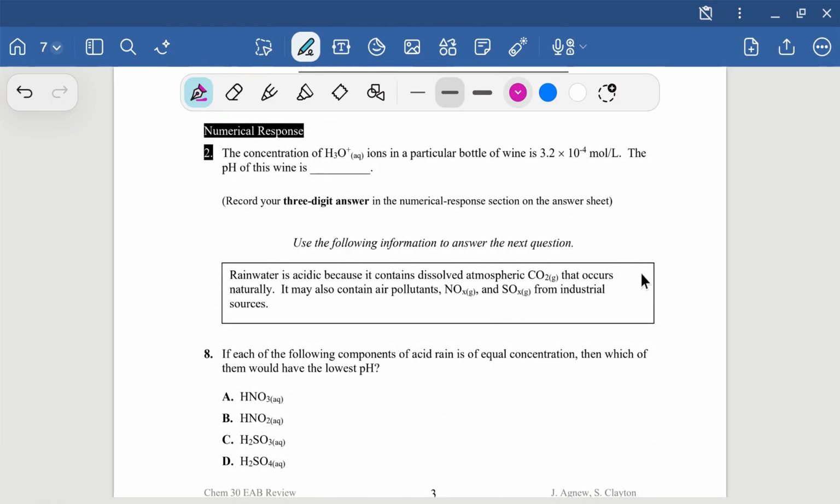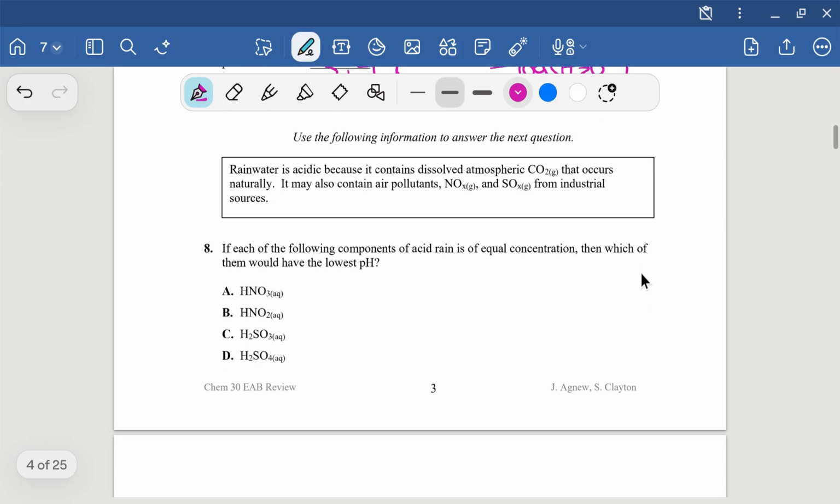Numerical response number 2, you're given the concentration of the H3O positive ions and asked the pH of the wine. In this case, you just have to do the negative log of that concentration and go directly to your pH value, keeping 2 sig digs because we have 2 there. So that would be 3.49. Because this is a pH, the significant digits are the ones after the decimal.